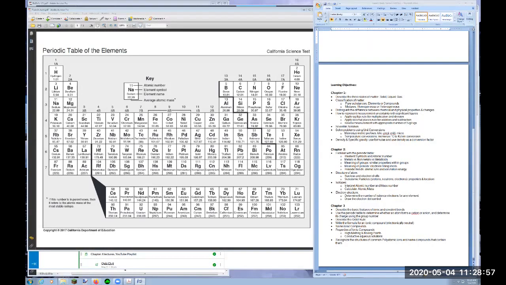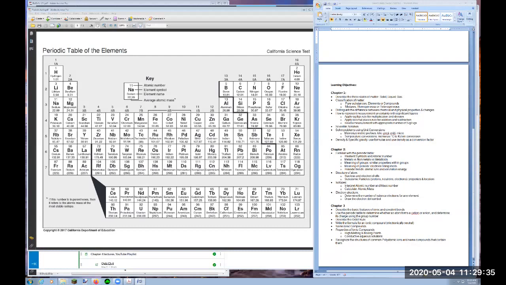Metals are located on the left side of the staircase line. Most of the elements are metals. On the right side of the staircase line, we find the non-metals. The metalloids, there are only a few of them: boron, silicon, germanium, arsenic, antimony, tellurium, and astatine. Polonium is not a metalloid and aluminum is not a metalloid.